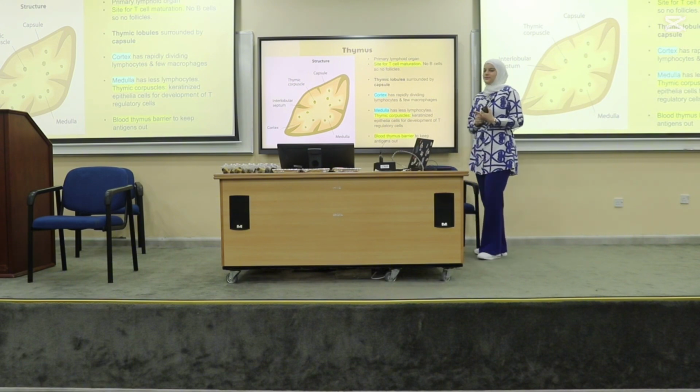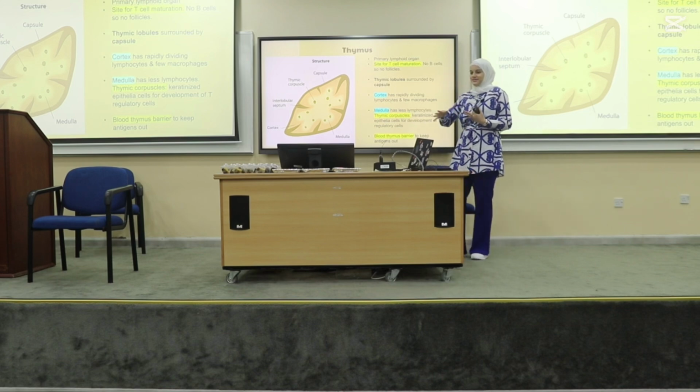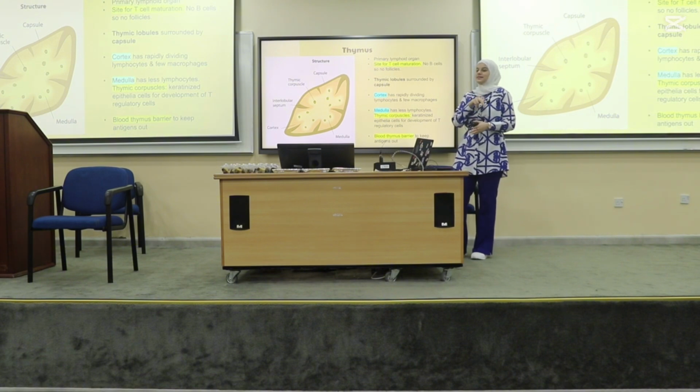What's important about the medulla is that we have something called thymic corpuscles, keratinized epithelial cells. Strange, because we know keratin is on the skin, but we have keratinized epithelial cells in the medulla of the thymus. Why do we need them?